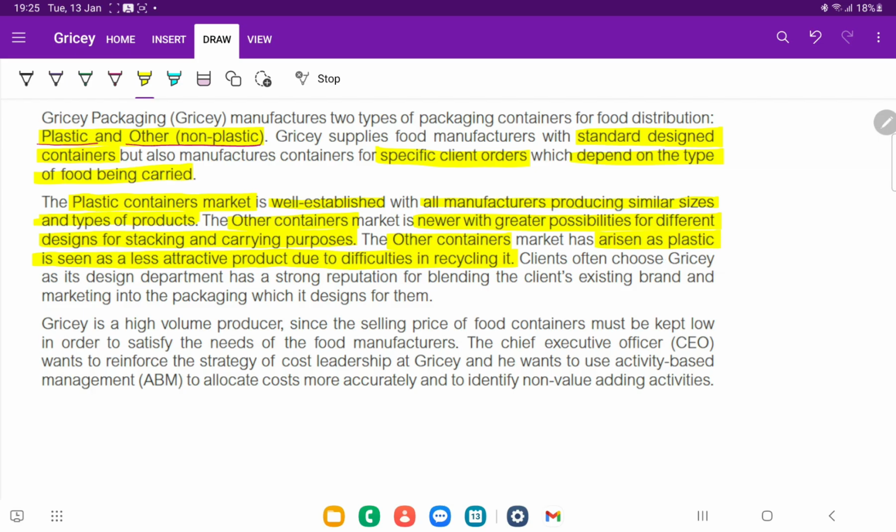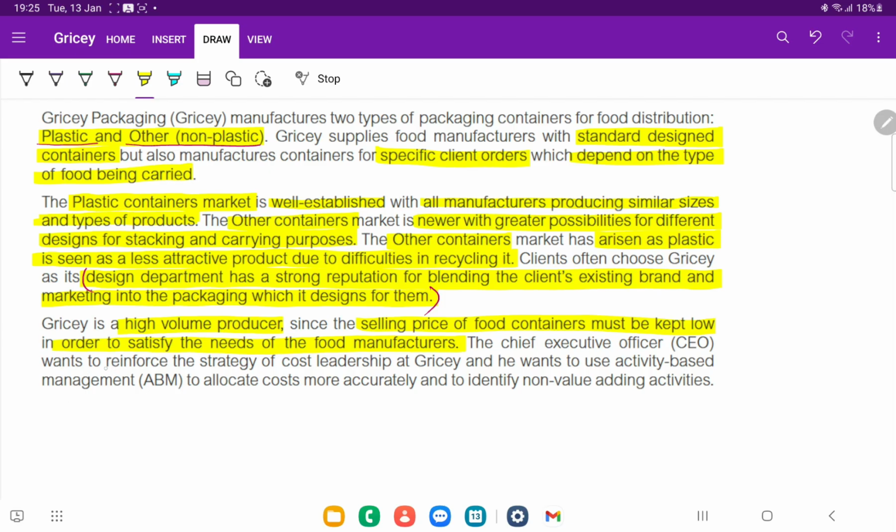Clients often choose Griecy as its design department has a strong reputation for blending the client's existing brand and marketing into the packaging which it designs for them, right? So this is basically their unique selling point, where they are excelling in terms of designing, right? Now, Griecy is a high volume producer. That means they are producing more products, since the selling price of food containers must be kept low in order to satisfy the needs of the food manufacturers, right? So that's why they are producing more and more output in order to reduce the cost per unit.